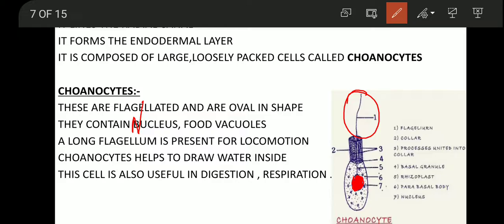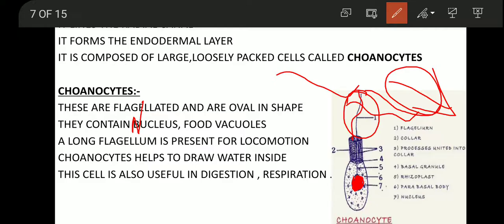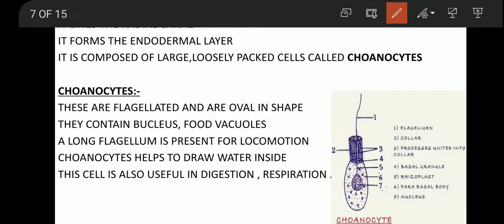It's not that the sponge is locomoting, as it is sedentary. It helps in the movement of food. As the food enters, the flagellum vibrates, so the food passes downwards. The choanocytes help to draw water inside. Whatever dust is present, the hair-like structure helps to trap it. So the cell is also useful in digestion and respiration. The function of choanocytes is to draw the water for digestion and also for respiration.